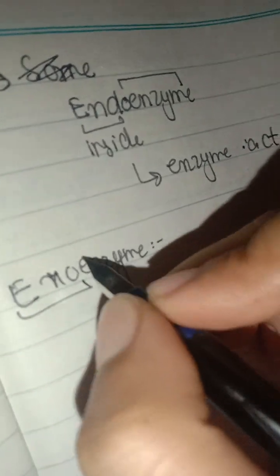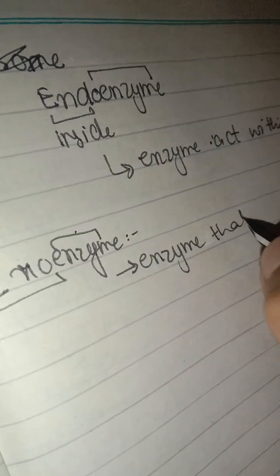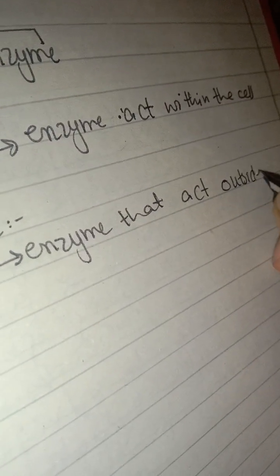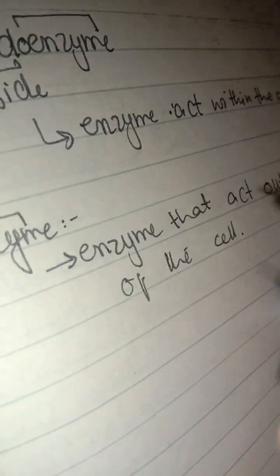And then, what are endoenzymes? What does endo mean? It means inside. An enzyme, as I told you, is a biocatalyst. So an enzyme that acts within the cell, or inside of the cell, is called an endoenzyme. Then we have exo. Exo means outside. So those enzymes that act outside of the cell are known as exoenzymes.